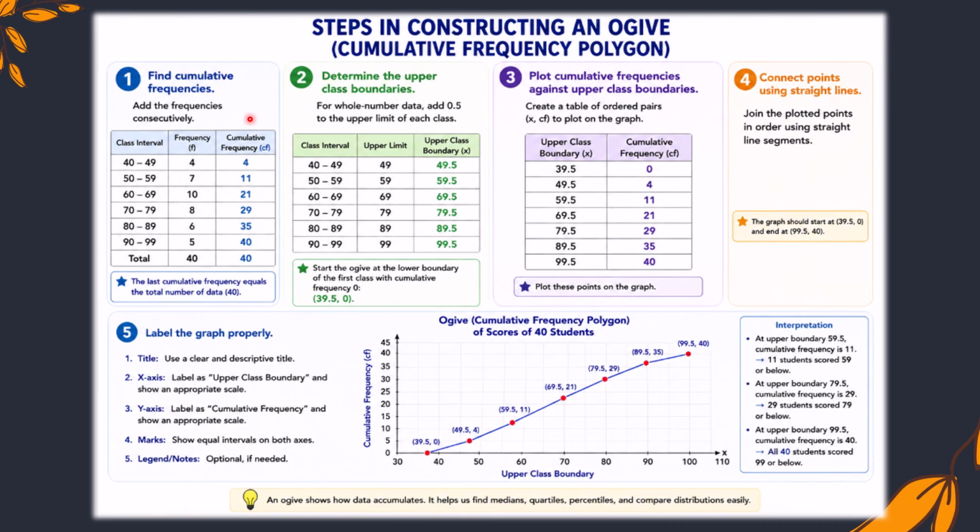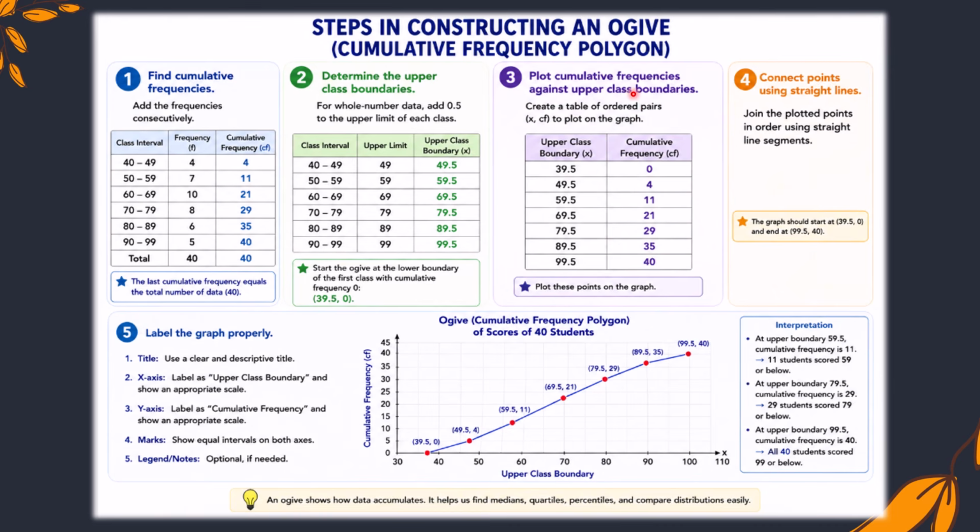Second, determine the upper class boundaries. So how do we get the upper class boundaries? We add 49 plus 50, that is 99, divided by 2, that is 49.5. Or 49 plus 0.5, that is 49.5. So we just add 0.5 to each: 59.5, 69.5, 79.5, 89.5, and then 99.5. So those could be the upper class boundaries.